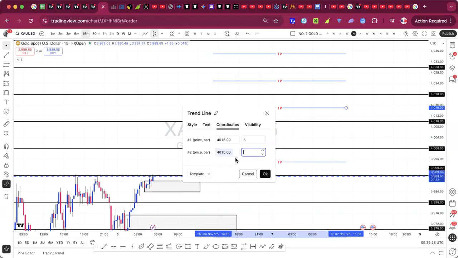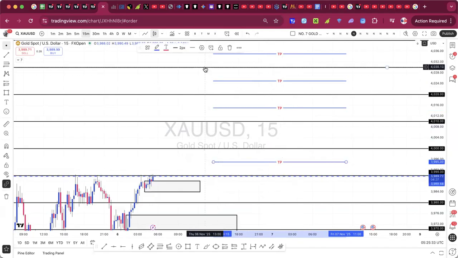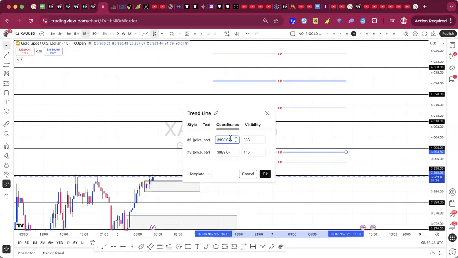Just erase this one and click outside. Don't replace any figure there. Okay, so let's have one more. You can see the market is shooting out already. So 4005. You understand? Because from that 10 now, 4005.00.